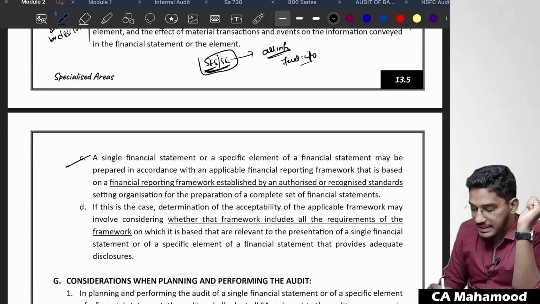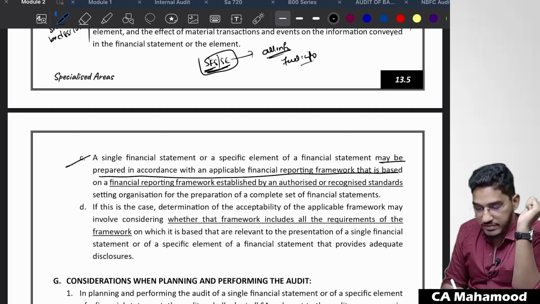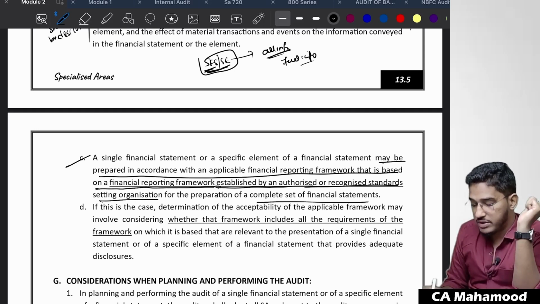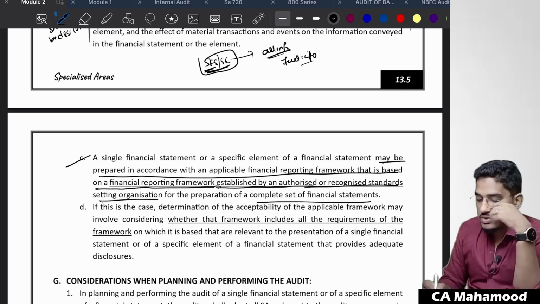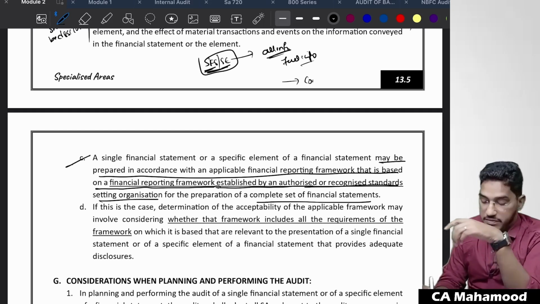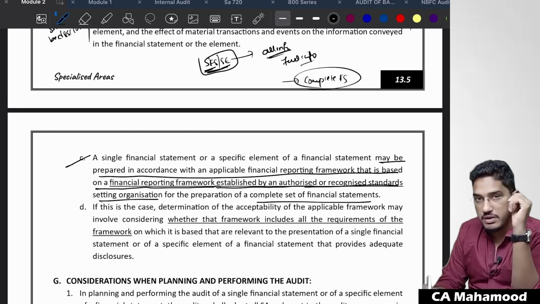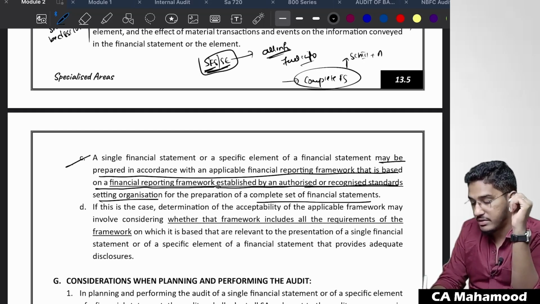Next one. A single financial statement or a specific element of the financial statement may be prepared in accordance with an applicable financial reporting framework that is based on the financial reporting framework established by an authorized or recognized standard setting organization for the preparation of a complete set of financial statements. So sometimes what will happen is, take for example, the company is preparing their complete financial statements. How will the company prepare complete financial statements? On the basis of Schedule 3 and accounting standards.